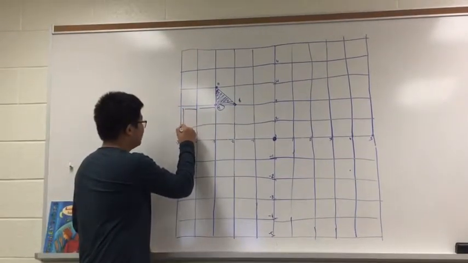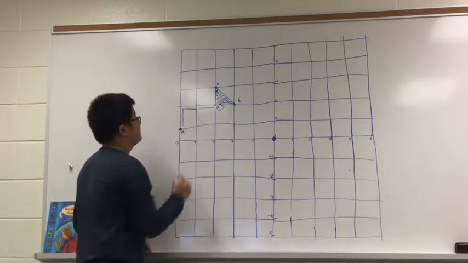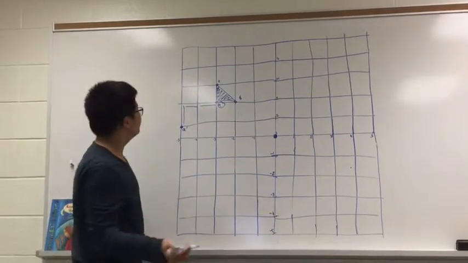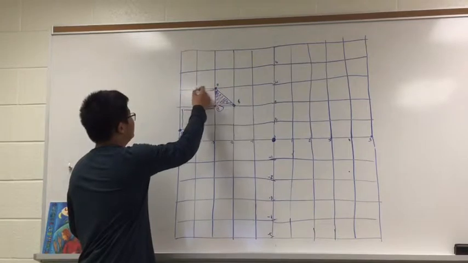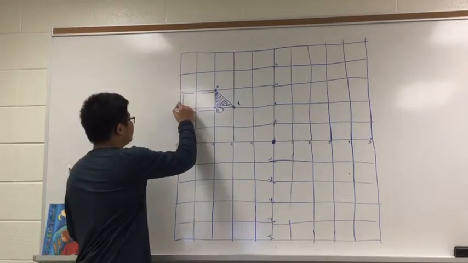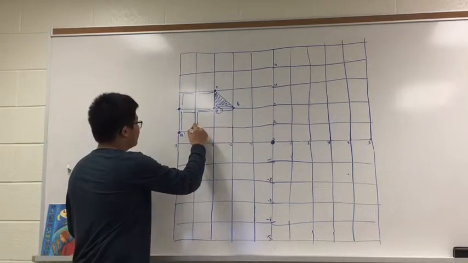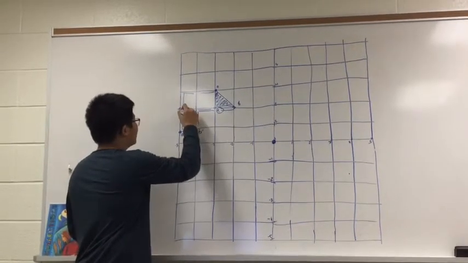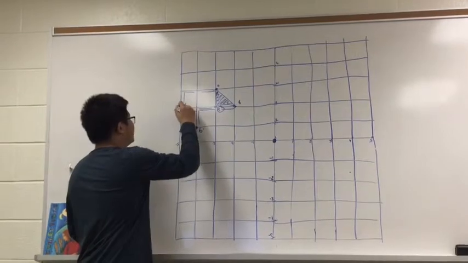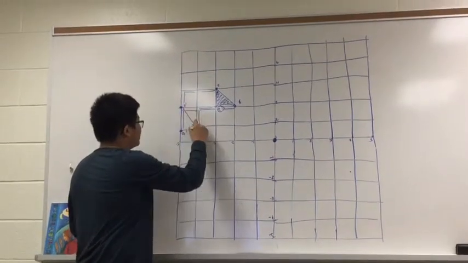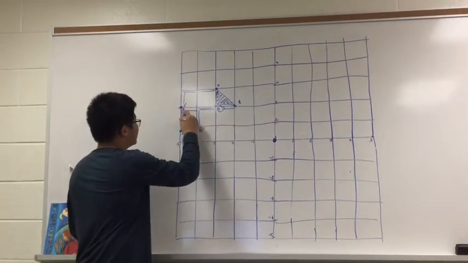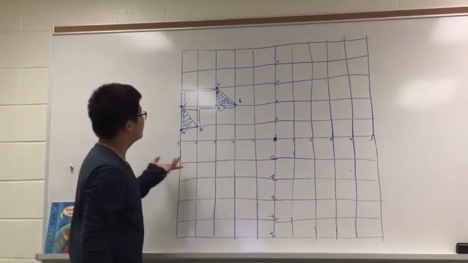So now this point is point A prime. And then you do that with all the remaining points. So C goes here, here, here. And then B goes there, there, there. And every time you make a new image, you have to put a prime next to the new point. So this would be the shape if you translated 2 left, 1 down.